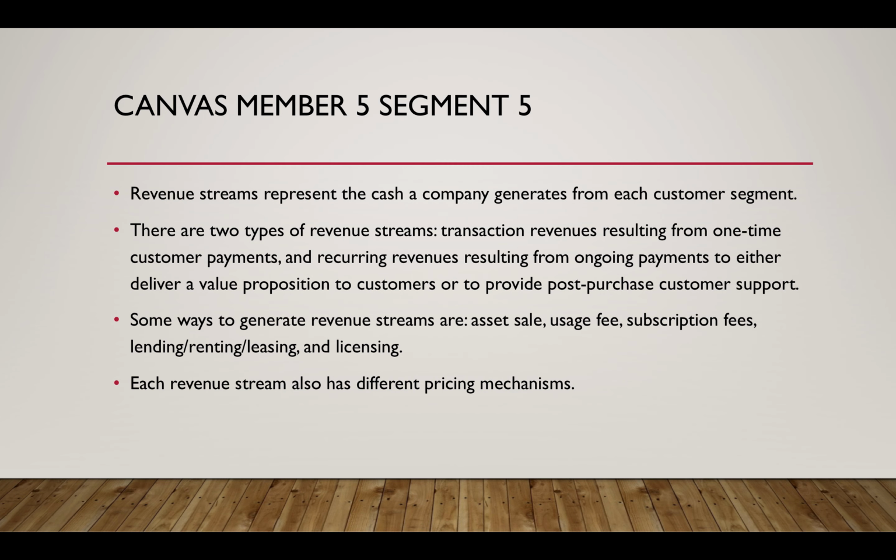Revenue streams represent the cash a company generates from each customer segment. There are 2 types of revenue streams: transaction revenues resulting from one-time customer payments, and recurring revenues resulting from ongoing payments to either deliver a value proposition to customers or to provide post-purchase customer support. Some ways to generate revenue streams are asset sale, usage fee, subscription fees, lending, renting, leasing, and also licensing. Each revenue stream also has different pricing mechanisms, and they can be used to benefit the revenue streams.